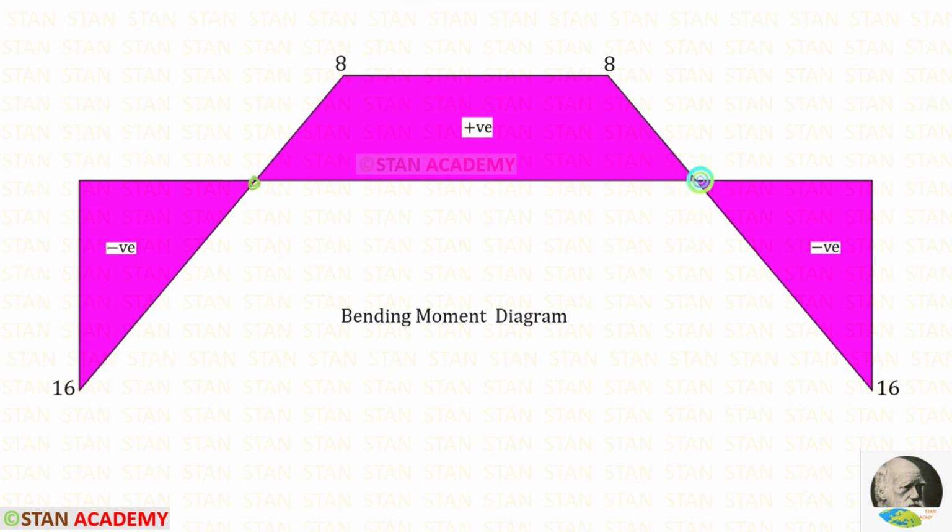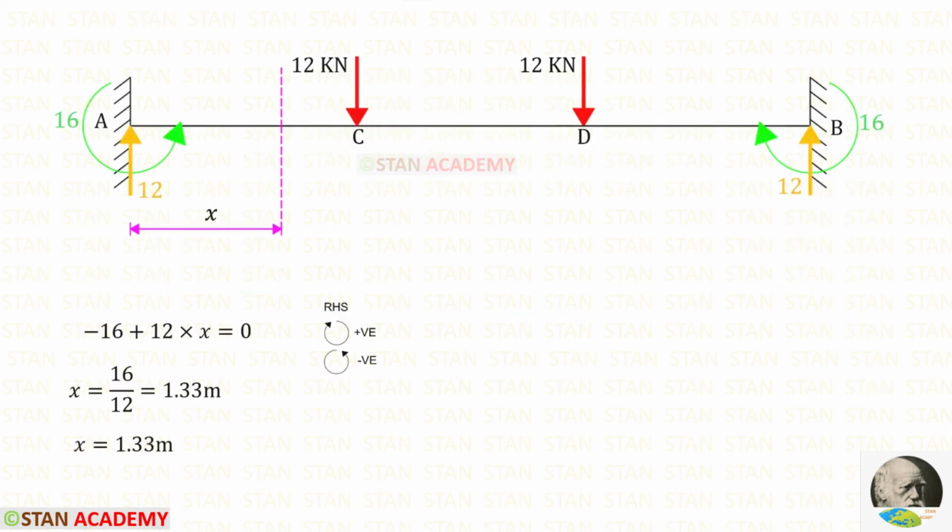In these 2 points, the bending moment becomes 0. We can find the location of these 2 points. This diagram is symmetrical, so both of these 2 distances will have the same value. I am going to take this point and I am going to make a section in this point. You can see that I have made a section in this point. We know that in this point the bending moment is 0. Using the right hand side rule, we can find x, which is 1.33 meter.